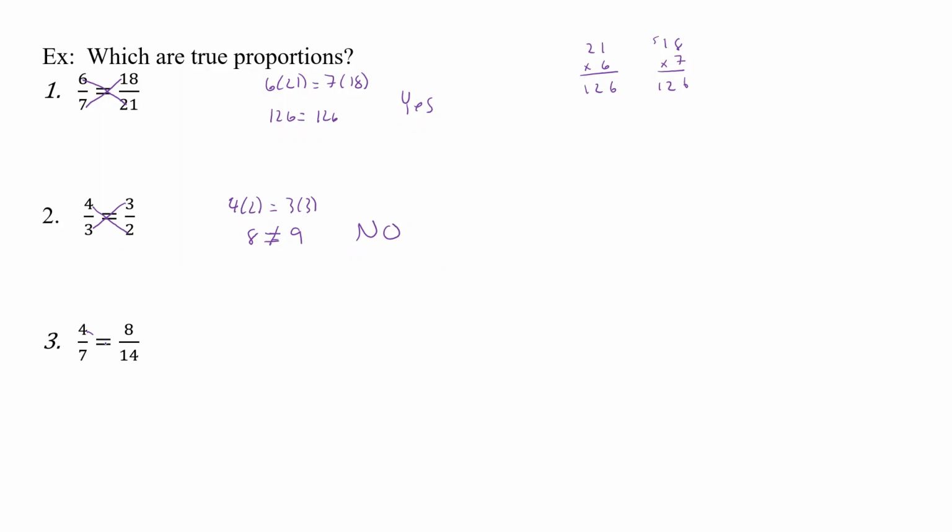Okay. What about this one? 4 times 14 equals 7 times 8. Well, 14 times 4 is 56. So 56 equals, well, 7 times 8 is 56. So yes, that's back to a true proportion. All right, so that's what we have there. So that's how we make sure it is one.